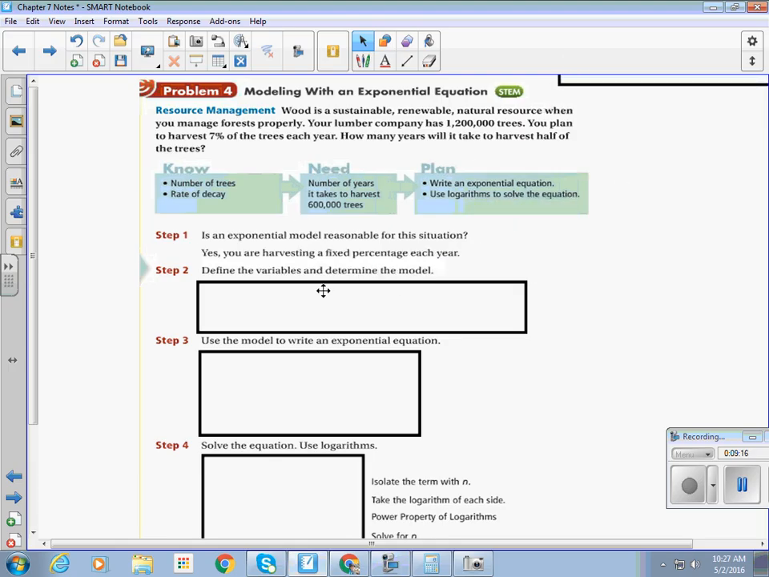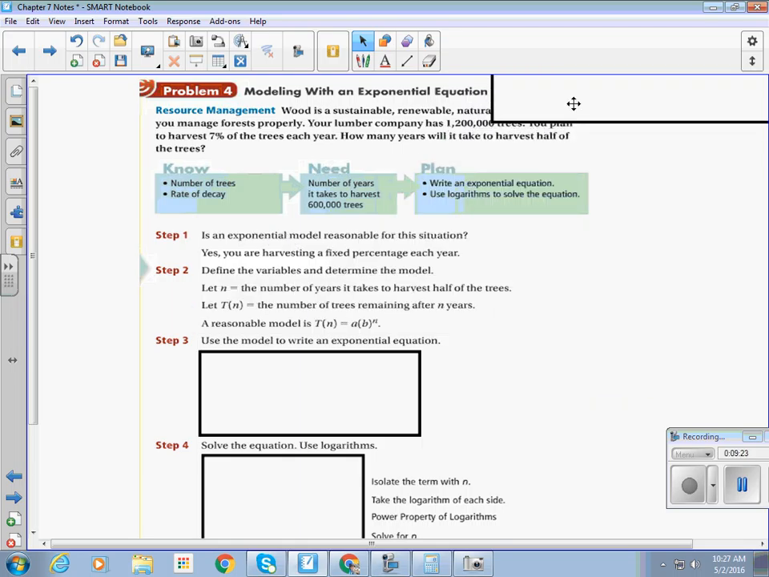Since we're harvesting a fixed percentage each year, it works out that we can use an exponential model. We're going to let n be the number of years it takes to harvest half the trees. T of n is the number of trees remaining after n years. So a reasonable model would be T of n equals a times b to the n.